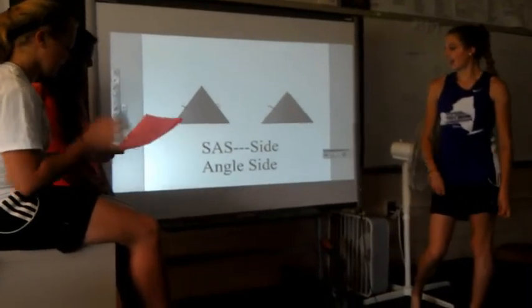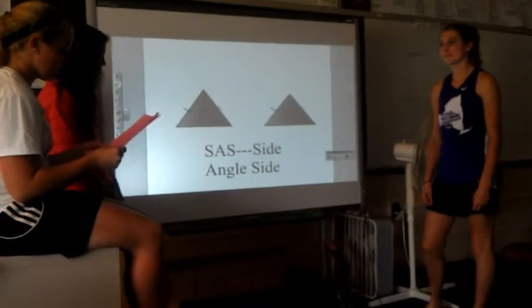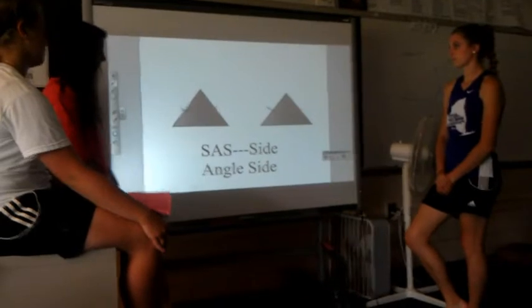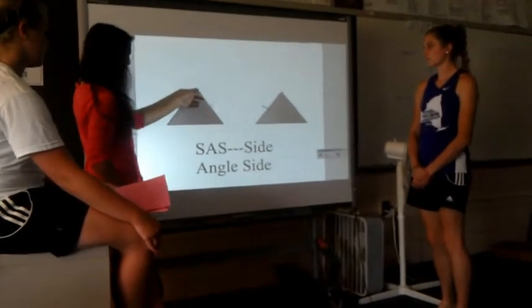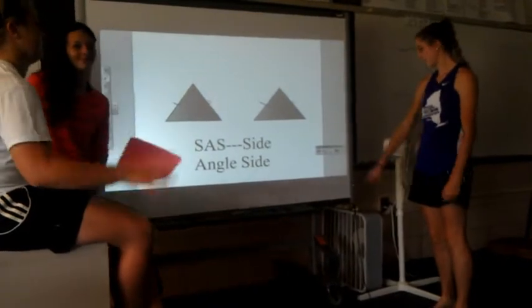Alright, another one. Side, angle, side. If two sides and the included angle of one triangle are congruent to the corresponding parts of another triangle, the triangles are congruent. So you have these two sides and the angle in between them, and if those are congruent to those, then the triangles are congruent.